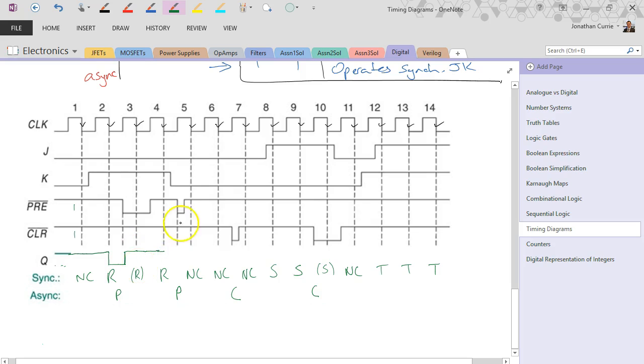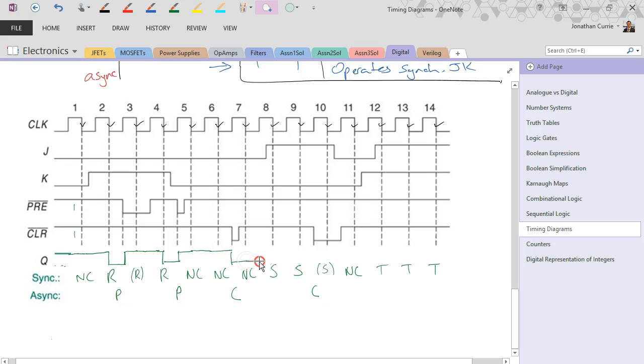to the next edge or the next change of the preset. Okay, we don't suddenly go back to 0 if the preset's no longer active. It's a sequential device that has memory, so it holds its state. Okay, now we have K high, so we have a reset. Then we've got another preset active. Then we have a no change through to a clear.